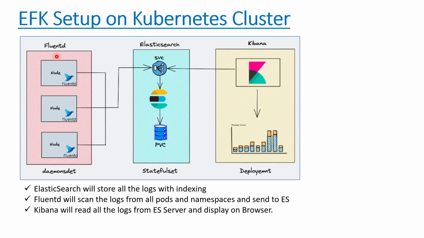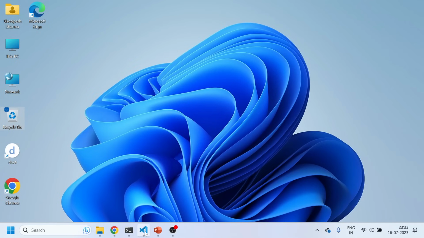So this is a quick architecture of your EFK, and you can see everything is being used. StatefulSet is used, DaemonSet is used since we are deploying on each and every node, and Deployment is used for rolling updates on the nodes. Okay. Let's quickly jump onto the practical aspects of it.